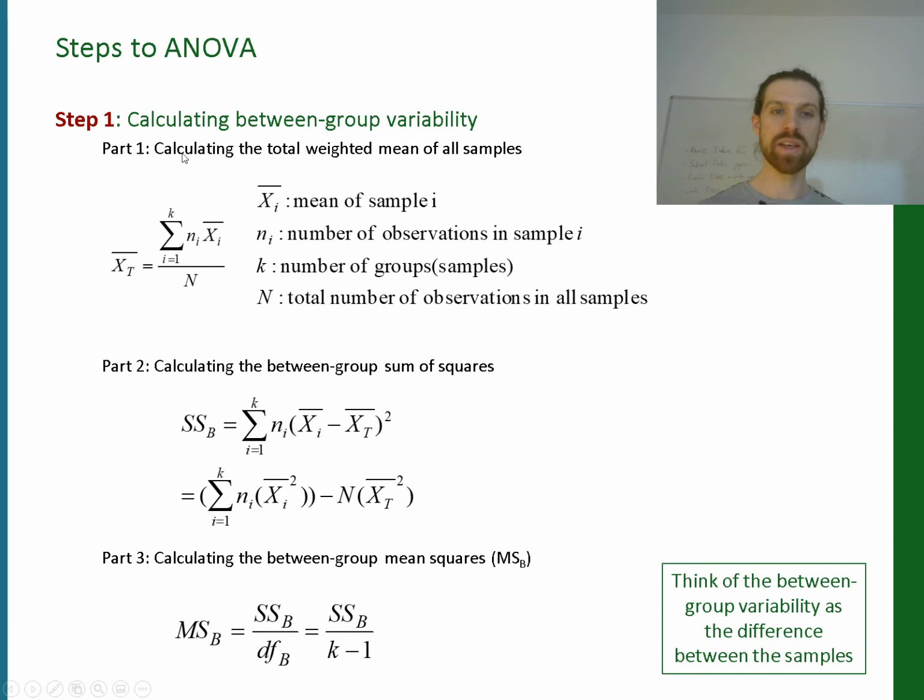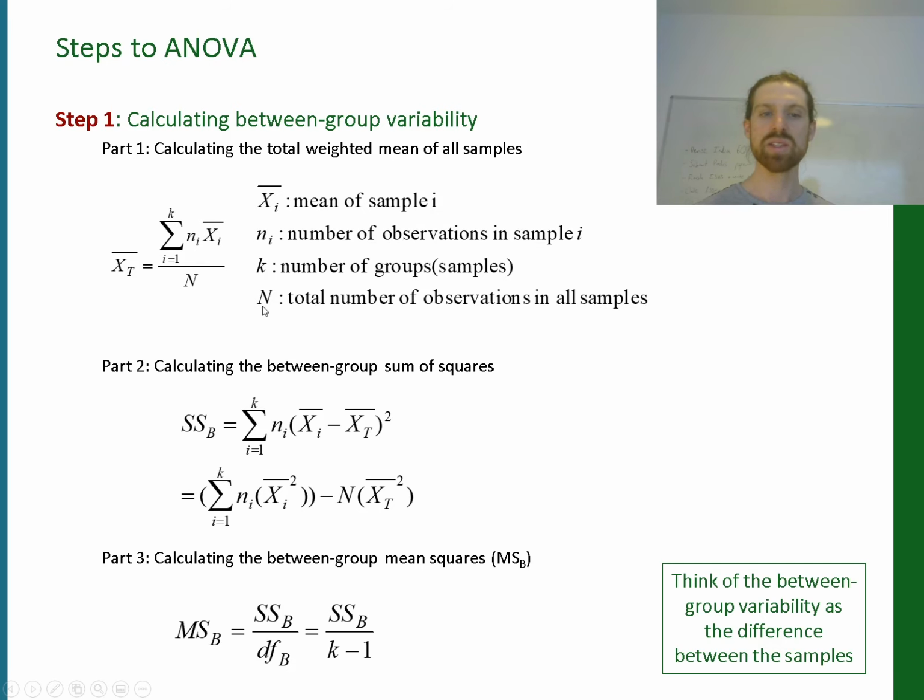How do we calculate this? Well, to get the between group variability, essentially what we need to do is to calculate the total weighted mean of all the samples. So we need this x bar t here, okay? Essentially, we need to take the sum of the number of observations in the sample multiplied by the mean of the sample to get the numerator. And then we need to divide it by the total number of observations in all the samples.